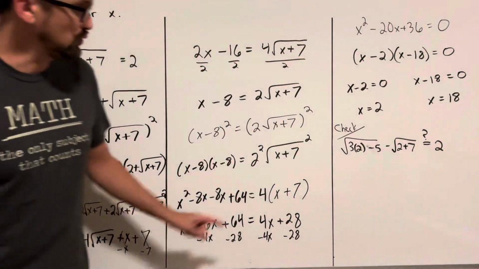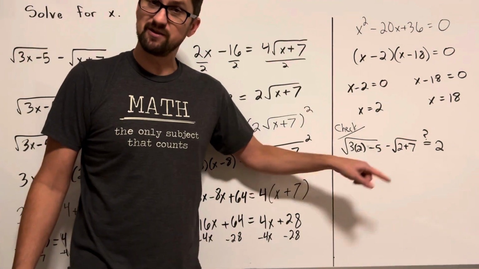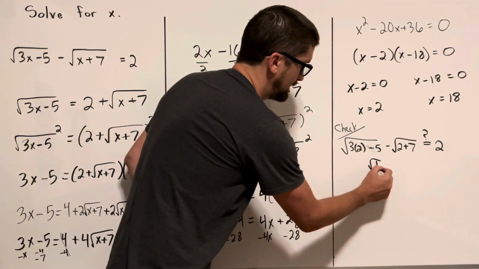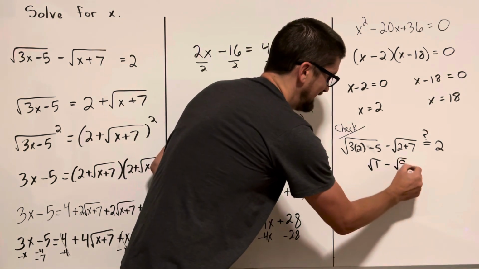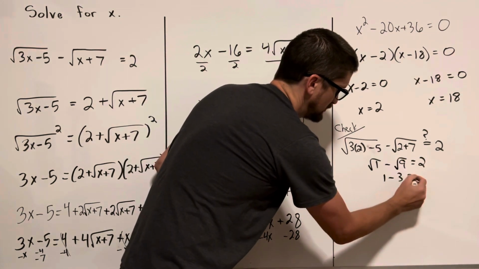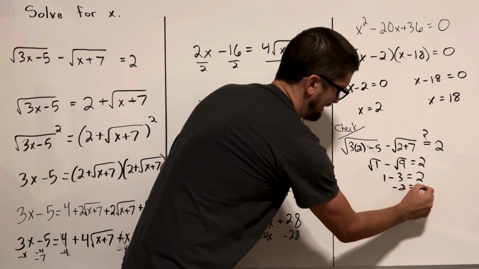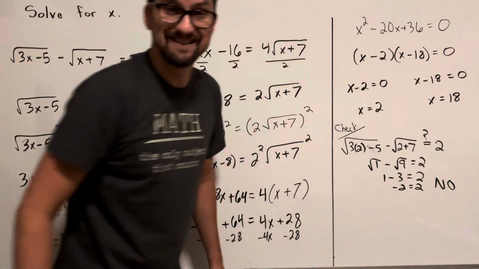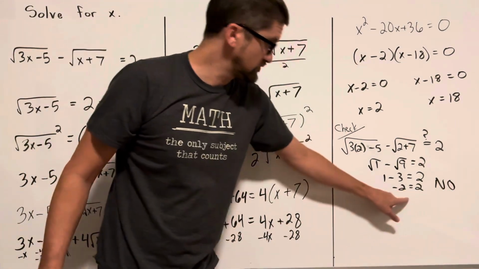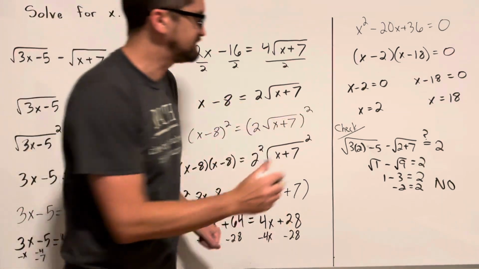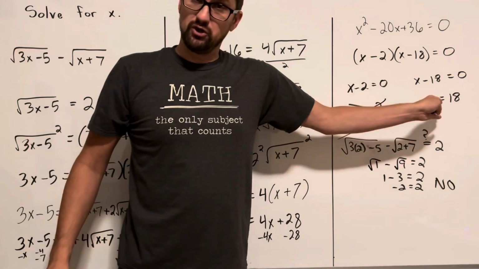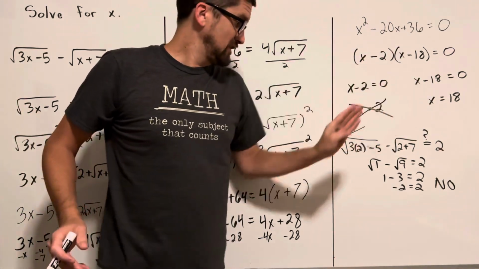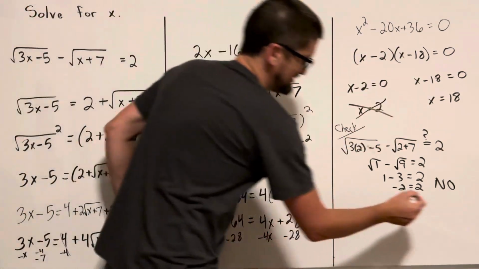Does the 2 work? This is 3 times 2 is 6. 6 minus 5 is 1. That's square root of 1. 2 plus 7 is 9. Square root of 9. This is 1 minus 3 equals 2. That doesn't work. Negative 2 doesn't equal 2. So this 2 is no good. That doesn't mean the 18 is no good. It may be good, we have to plug the 18 in and check.